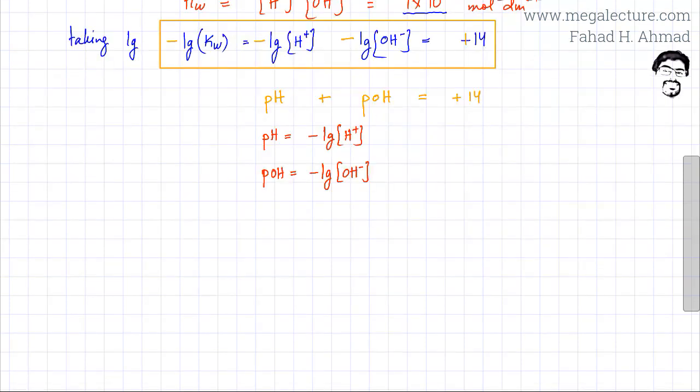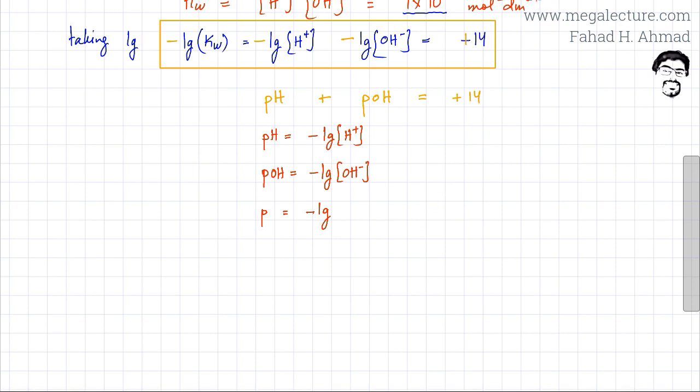So pH over here stands for the minus log of concentration of H plus 1. pOH, on the other hand, stands for minus log of the concentration of OH minus 1. Remember, the term p generally stands for minus log. You put p if you want to take the negative log of something.